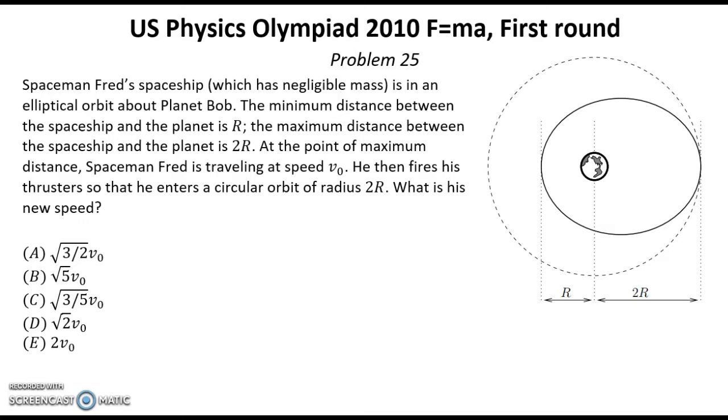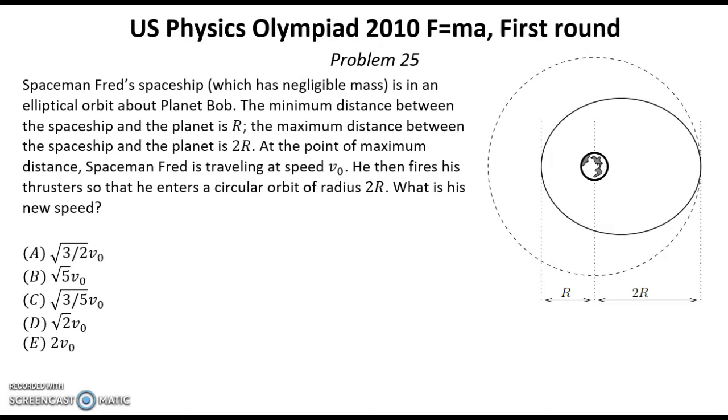Spaceman Fred's spaceship, which has negligible mass, is in an elliptical orbit about planet Bob. The minimum distance between the spaceship and the planet is r. The maximum distance between the spaceship and the planet is 2r. At the point of maximum distance, Spaceman Fred is traveling at speed v0. He then fires his thrusters so that he enters a circular orbit of radius 2r. What is his new speed?